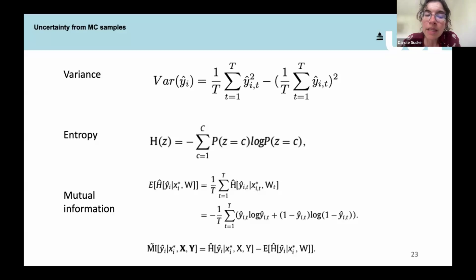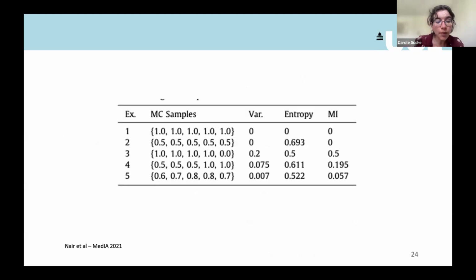There are actually multiple methods that people have proposed for that. There is just the variance, which is a classical way of looking at the variability of your samples, but you can also look at the entropy or at the mutual information. That's a toy example from a paper by Tanya Nair from MedIA 2020 or 2021. She actually got a Young Investigator Award from MICCAI the year before for the preliminary work of that paper.